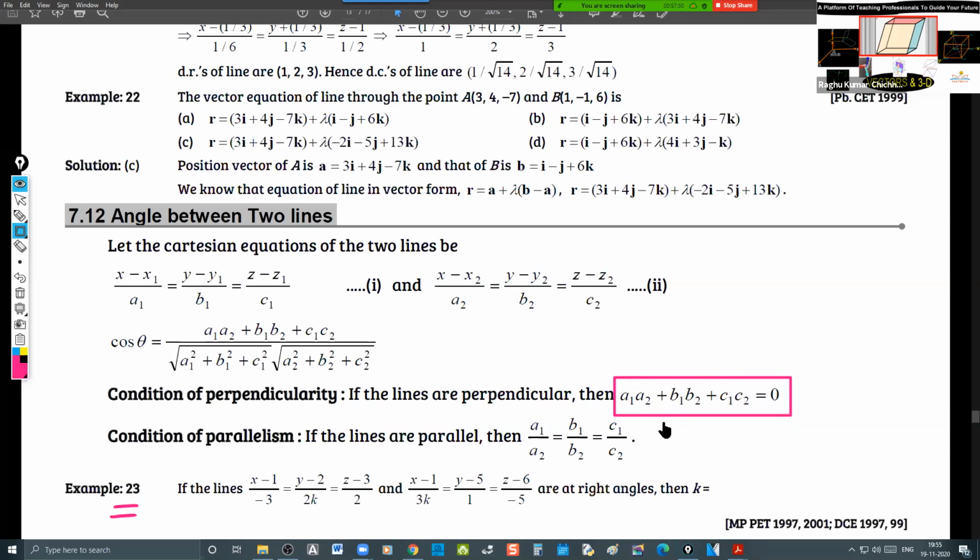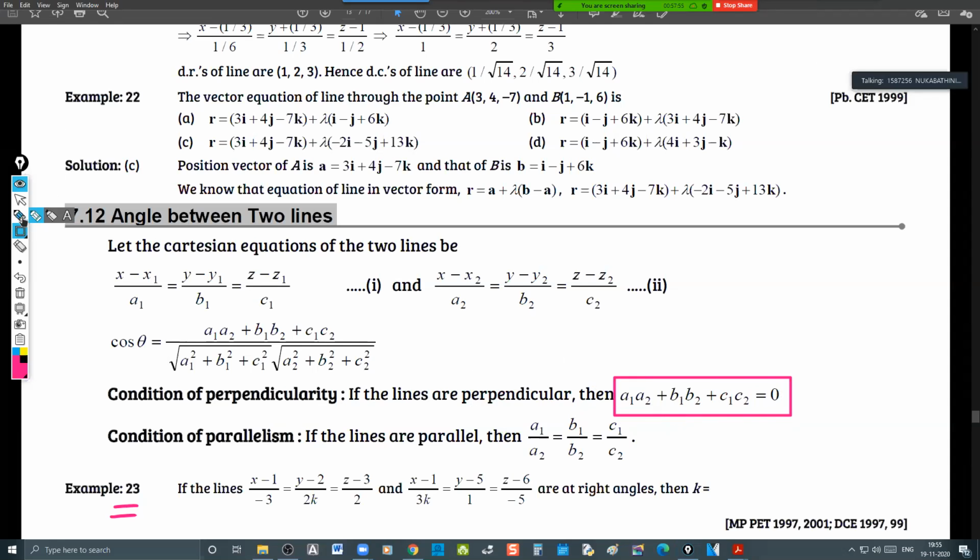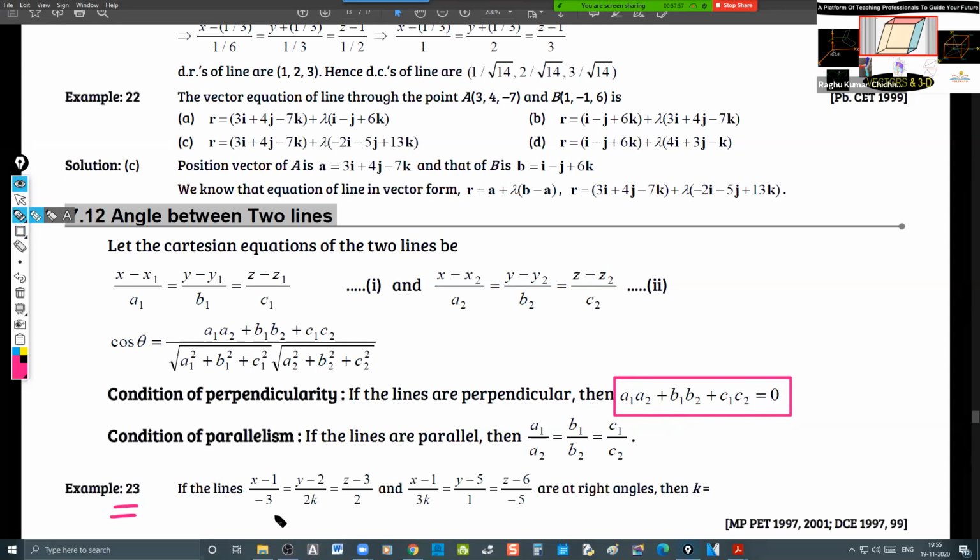So you have to apply simply the condition for orthogonality. Now you tell me at a glance, I'm giving you the entire stuff here, A1, B1, C1, and this is A2, B2, C2. Can you work out and tell me the value of k now? Please, both of you put your pen on the paper and tell me the value of k, please.